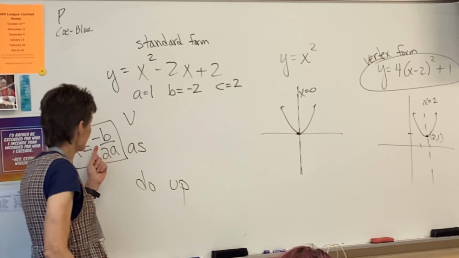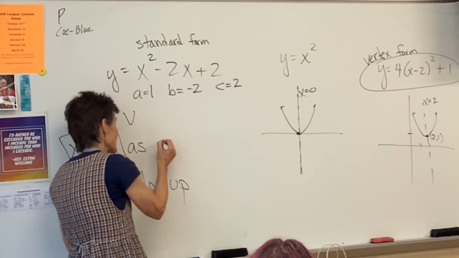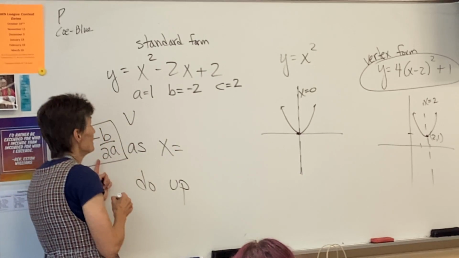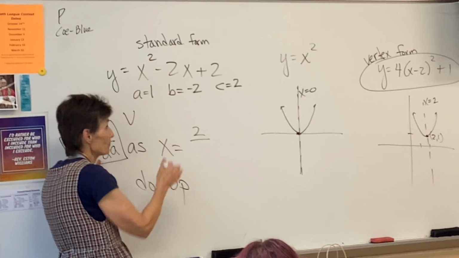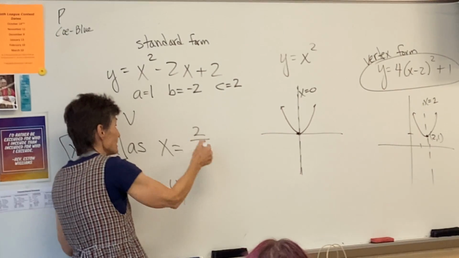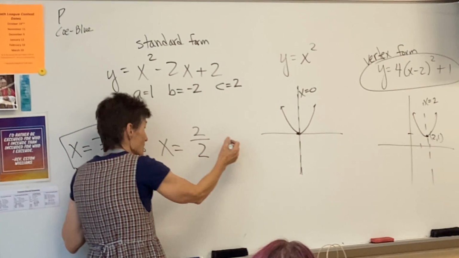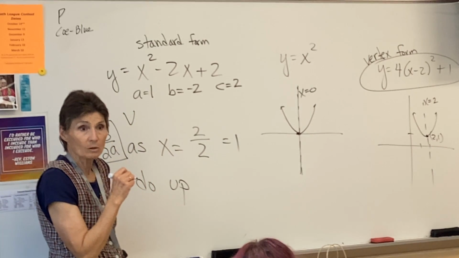Your formula is negative b over 2a. So for this problem, negative b would be 2, right? Yeah. Over 2a, that's another 2? Yep. So my axis of symmetry is x equals 1.